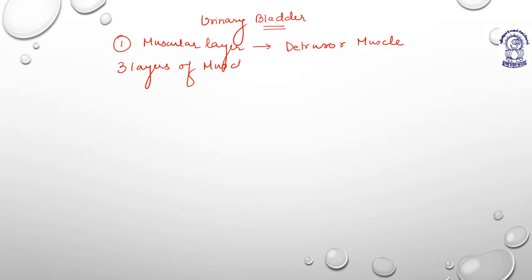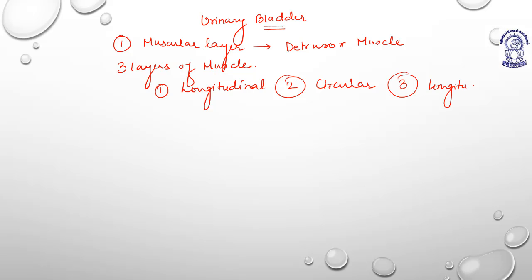They have three layers of muscles. One is the longitudinal. In between, they have circular. Then the outer one is also longitudinal. The outer, middle, and the inner. Understood?